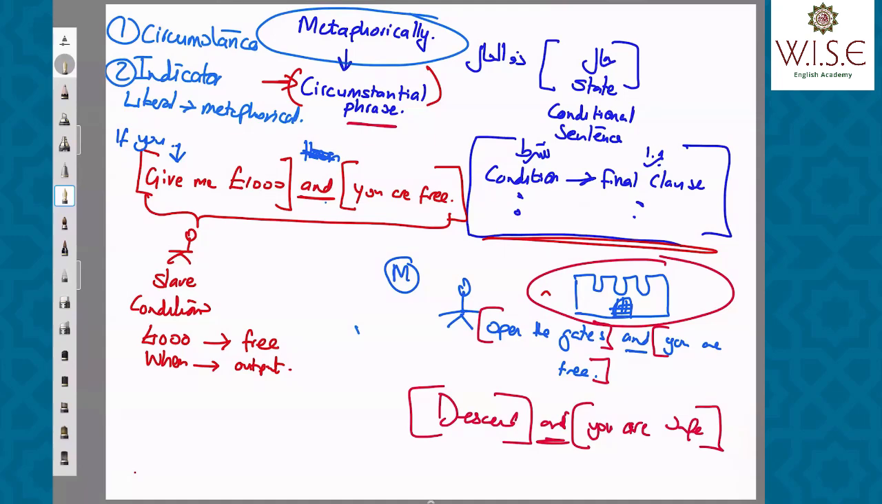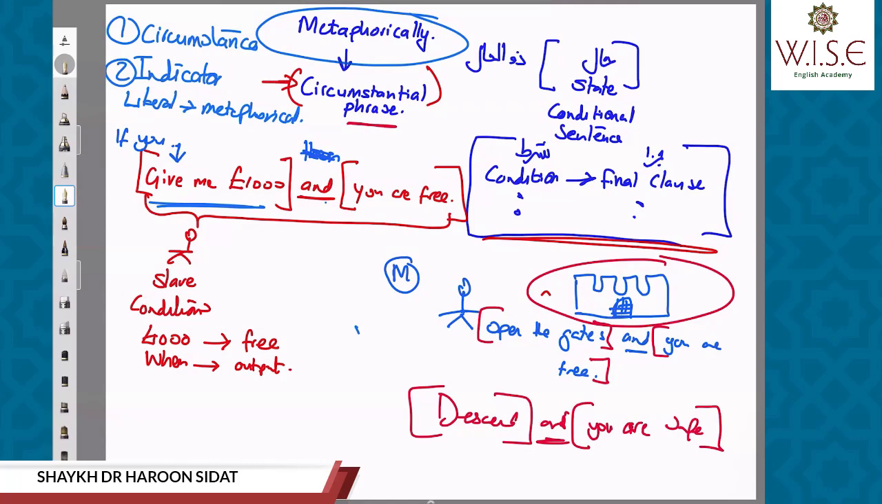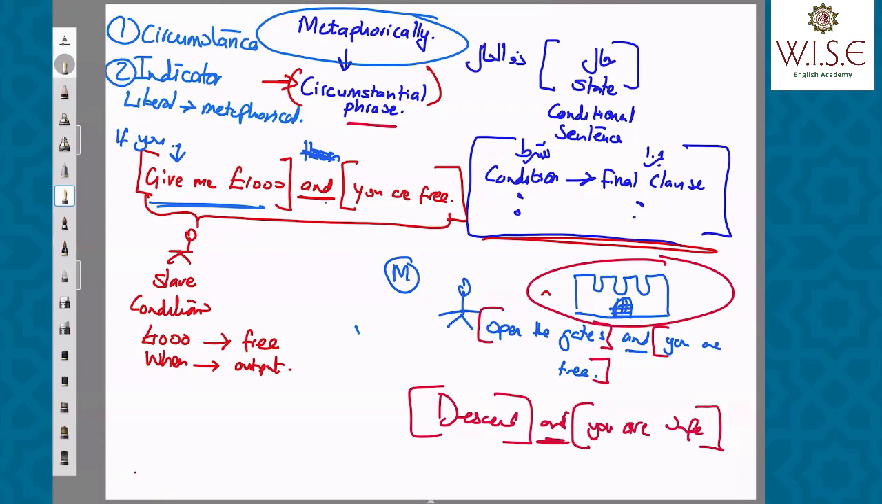If the particle was for mere conjoining, the first part of the sentence would be independent of the second one. So it would mean that give me 1,000 and you are free are separate things. For the master really to ask a slave who already earns him money to give him money is pointless in and of itself, right? And then you add to that he would also be freeing him. This is clearly not the case. So we know from the context.